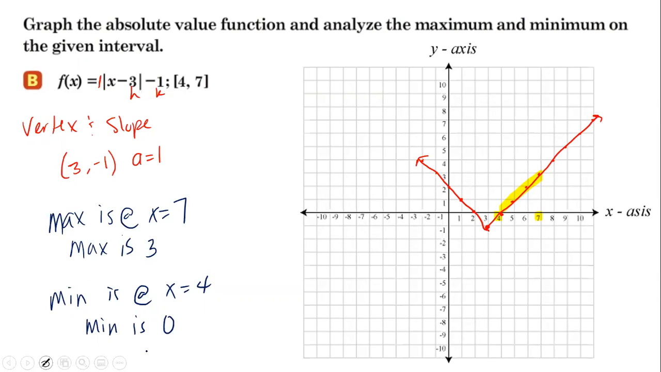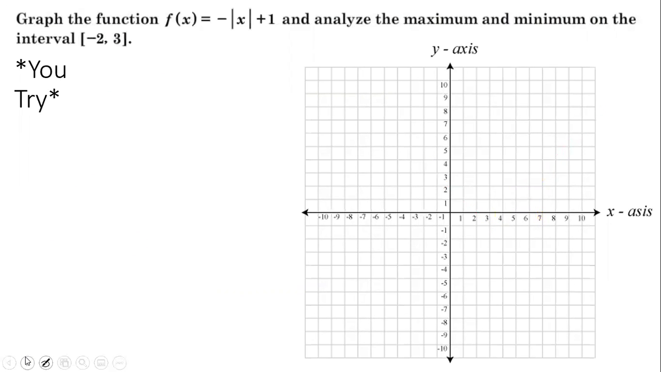Still feeling good about it? Yep. Perfect. All right, so here's your try.